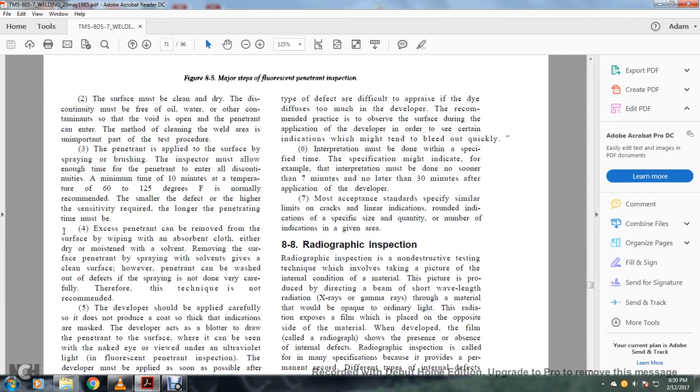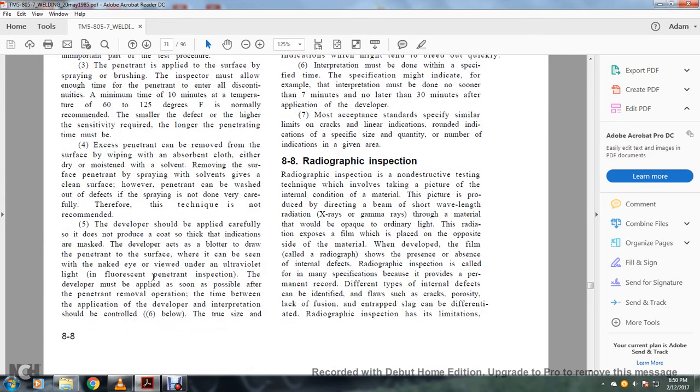Excessive penetrant can be removed from the surface by wiping with an absorbent cloth, either dry or moistened with solvent, removing the surface penetrant, or by spraying with solvent to leave a clean surface. However, the penetrant can be washed out of defects if the spraying is not done very carefully. Therefore, this technique is not recommended.